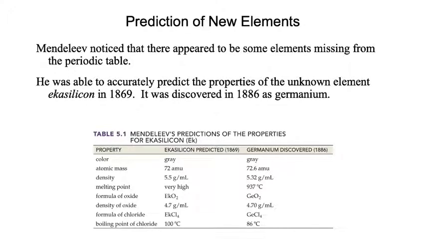20 years later, gray. All of the metals are gray. Thank you. Okay? 72, 72.6. 5.5 to 5.32. Very high. We can't all be perfect. But 937, by all standards, is very high. Reacts with 2 oxygens. The density of that oxygen compound. Okay? These are insanely precise guesses.